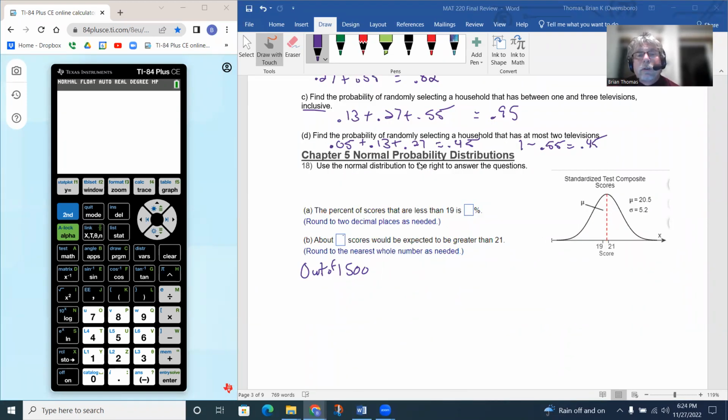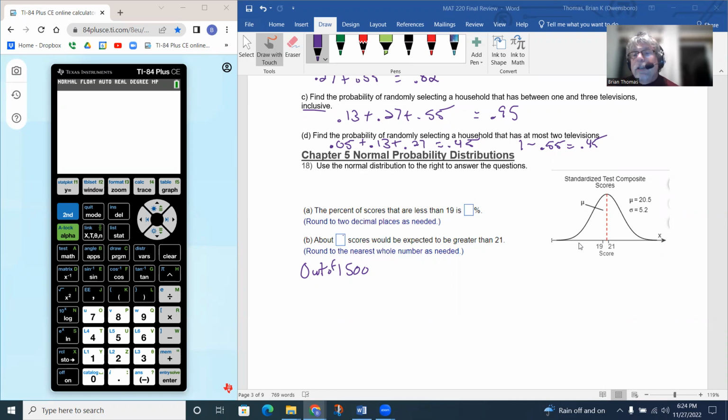So chapter 5, we're doing normal probability distribution. We're getting into the curves. Use the normal distribution to the right to answer the questions. The percent of scores that are less than 19 is what percent?